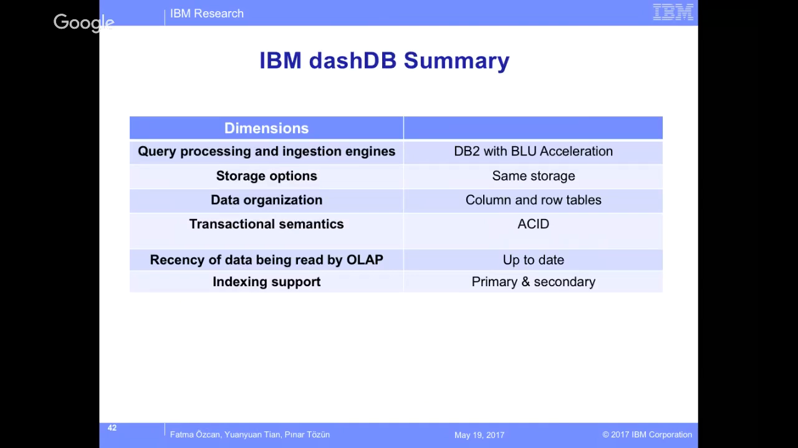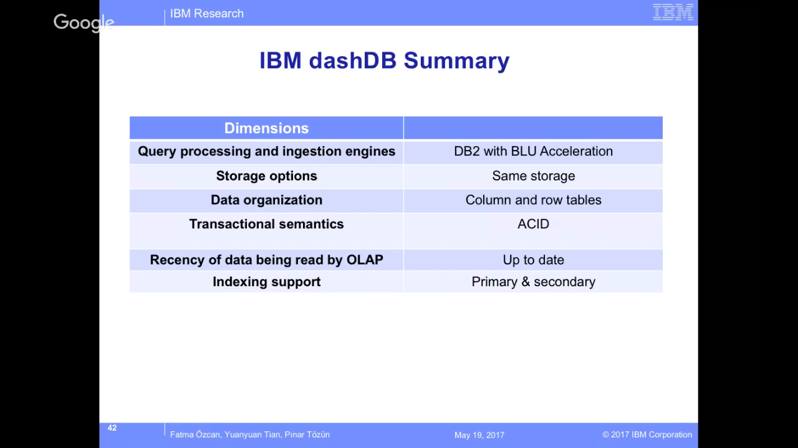Okay, so this is in summary. It's a single system. It's just DB2 with BLU acceleration technology. The storage option is just the same. For data organization, you have column tables and row tables. And DB2 supports ACID transactions, so that's what you get from DashDB also. And you can read up-to-date data for OLAP, and primary and secondary index are supported. Okay, now I'll hand over to Pinar.